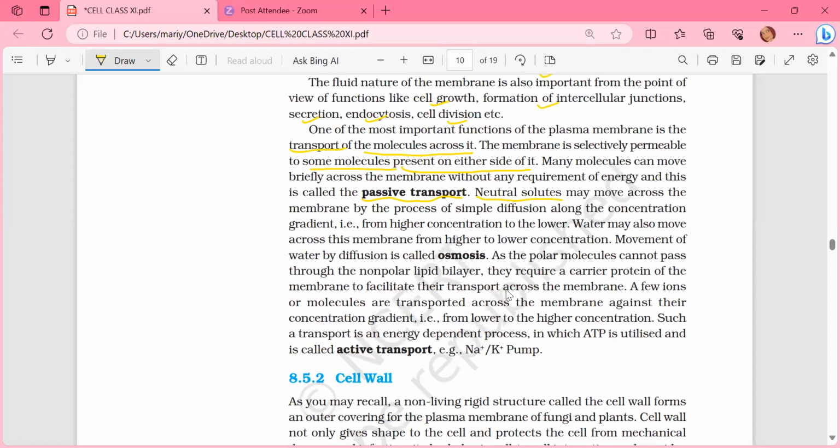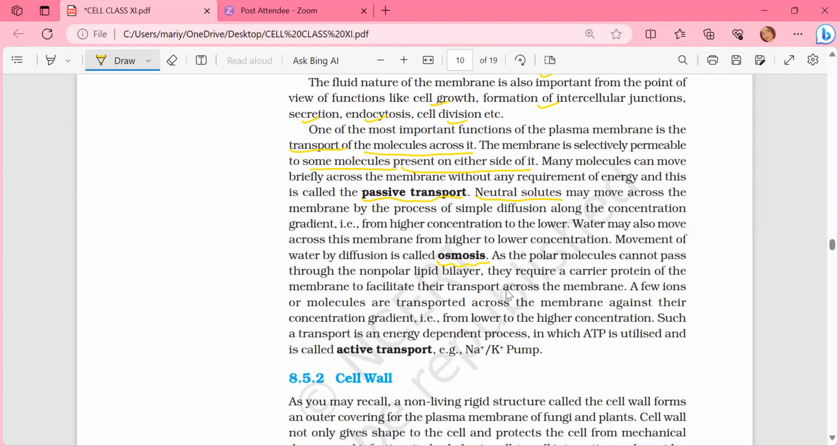Water can also move from the higher concentration to the lower concentration, but if water is moving, then we will not call it diffusion, but we will call it osmosis. The movement of water by diffusion is known as osmosis. We do not call it simple diffusion.